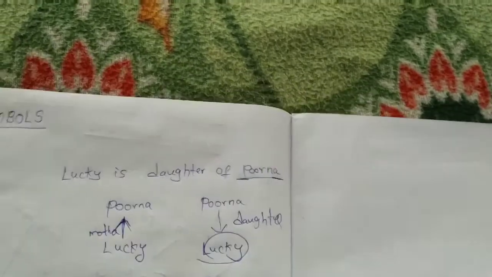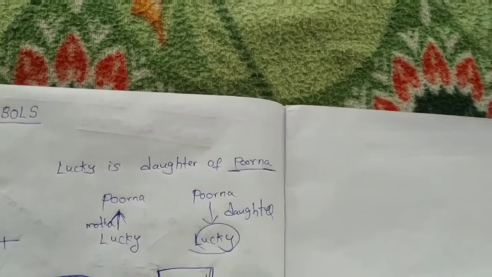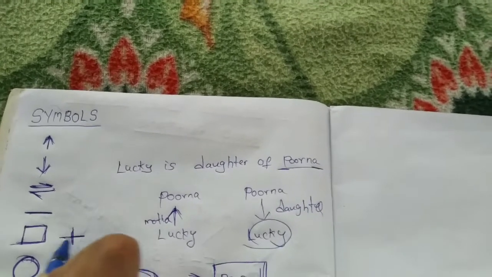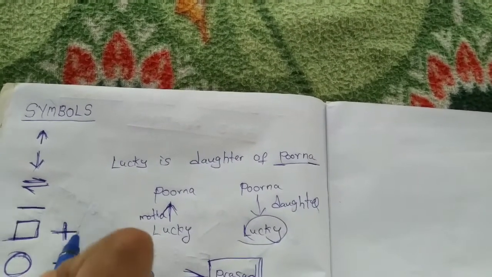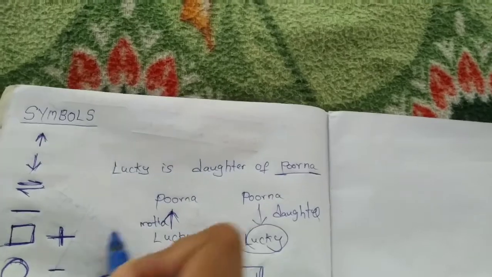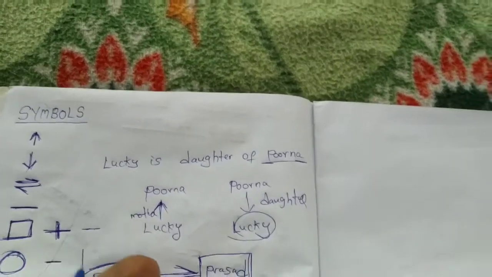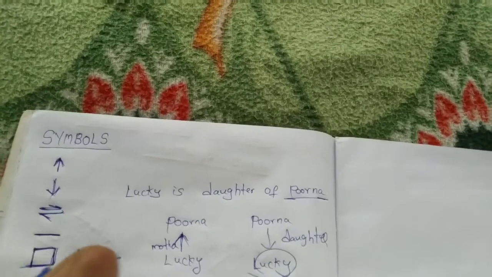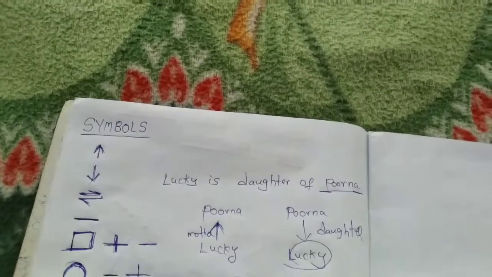Okay, some people take plus for male and minus for female, but it looks different, right? For male plus and female minus, or else male minus and female plus, it's not looking good, right? So we will take a square and circle. Okay, see.